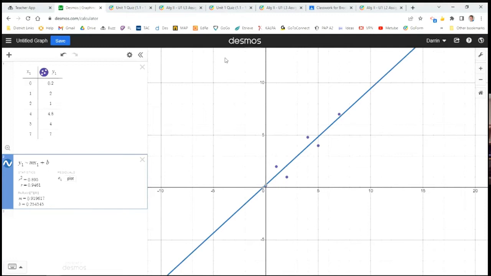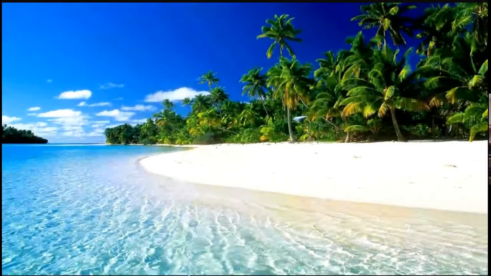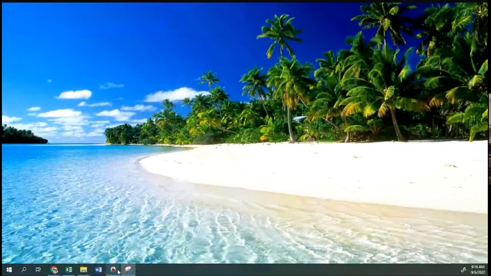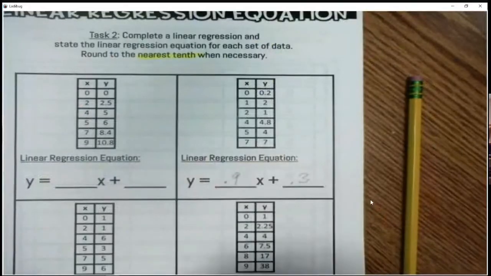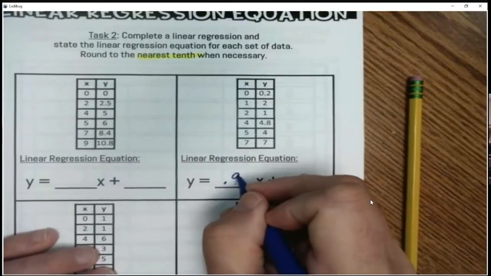So let's go back and look at that now. Oops. Where'd it go? There it is. Okay. So yeah, use my blue marker, make it better.